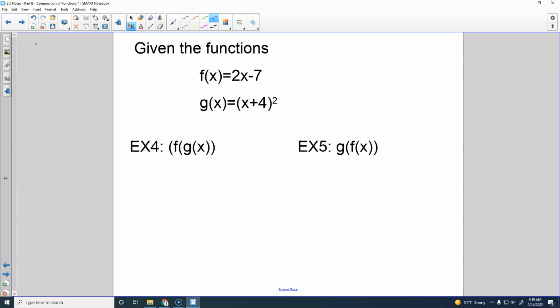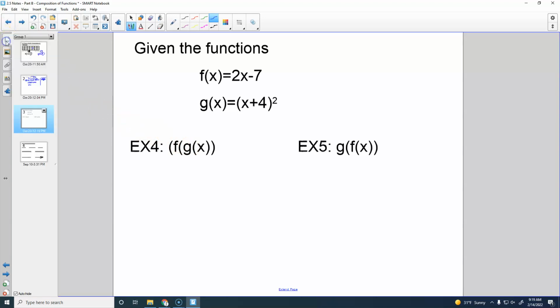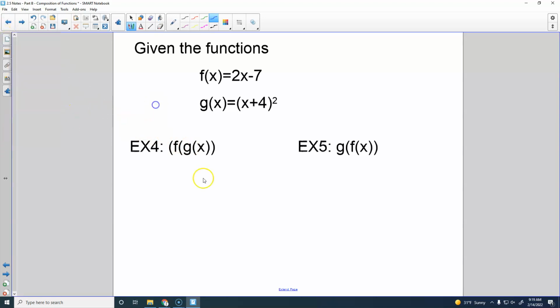All right, so, okay, good. Well, I had skipped something I need to show you. All right, so, if we have a function like we see here, we're supposed to find f of g of x and g of f of x. So, for this first one, we are plugging g into f. So I've got 2 times x plus 4 squared minus 7.